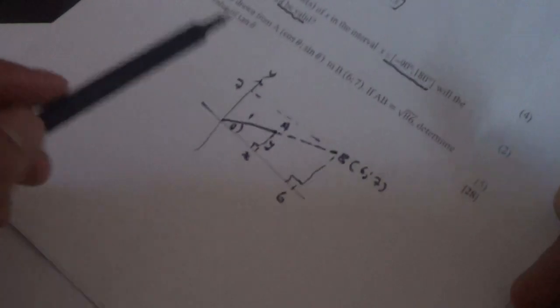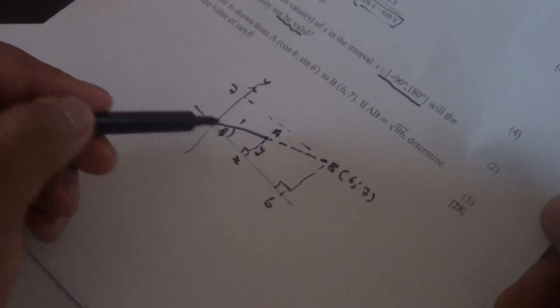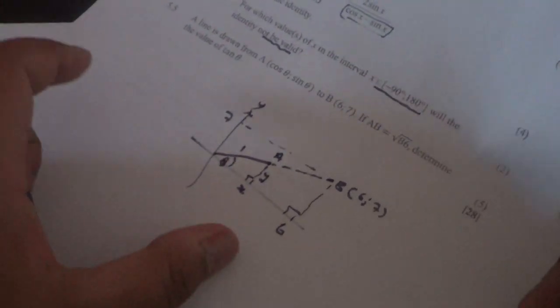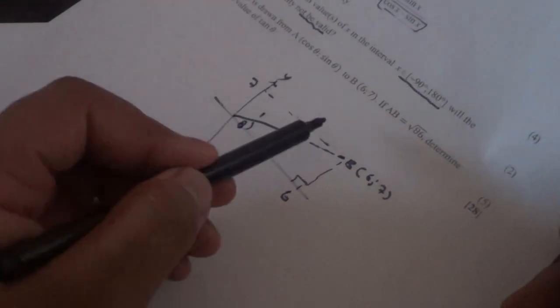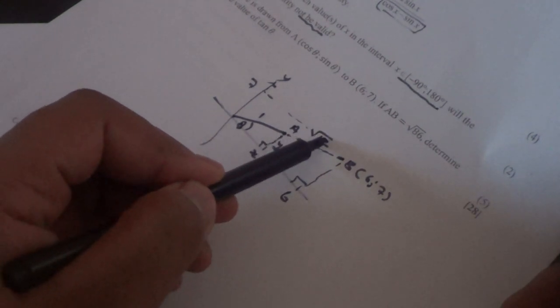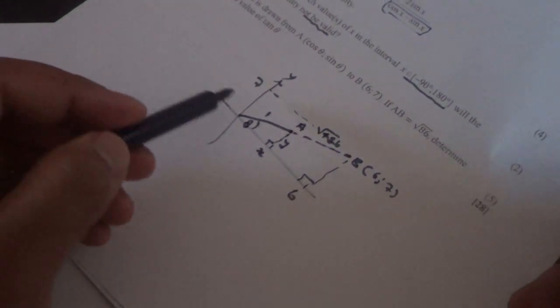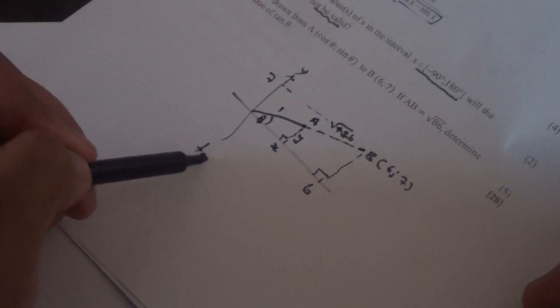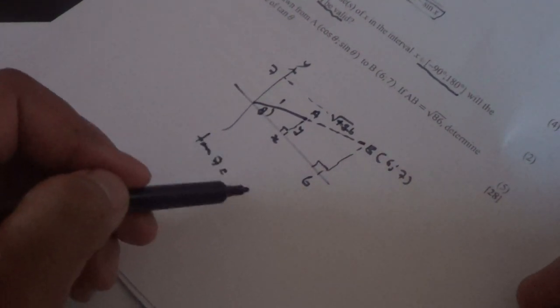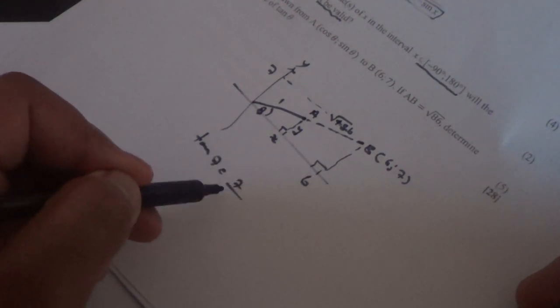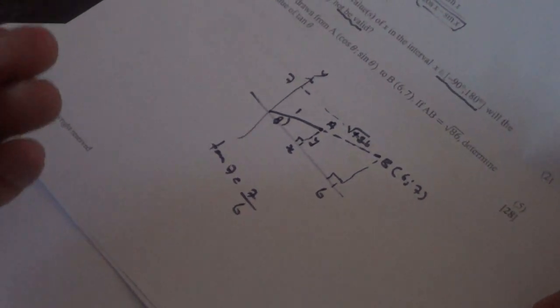But remember, theta is any angle. No one said theta is an angle in this domain, so they didn't give us a domain. So this one may be misleading, because from this it doesn't really matter whether this distance is root 86 or 18, and then that is 1. But you know that here tan of theta is going to be equal to opposite over adjacent, so it's going to be 7 over 6, right? So that's what you're going to get.